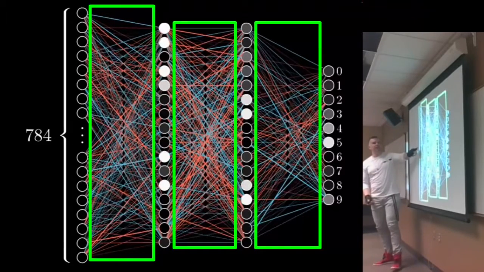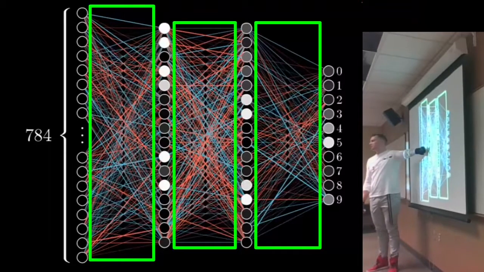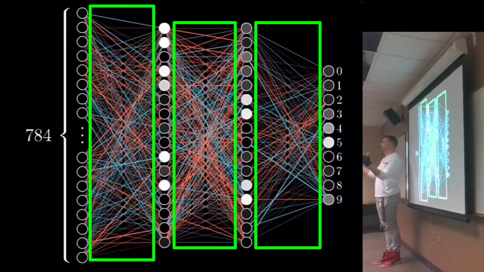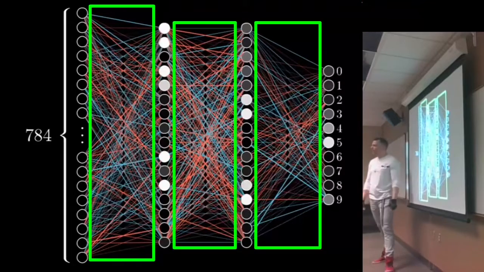So if the connection is blue, that means if one input is activated, this connection will activate this input. So blue connections are positive connections. If the first unit is activated, if it's connected with a blue connection, the second unit is also going to get activated. The other types of connections here that you'll see are red connections.